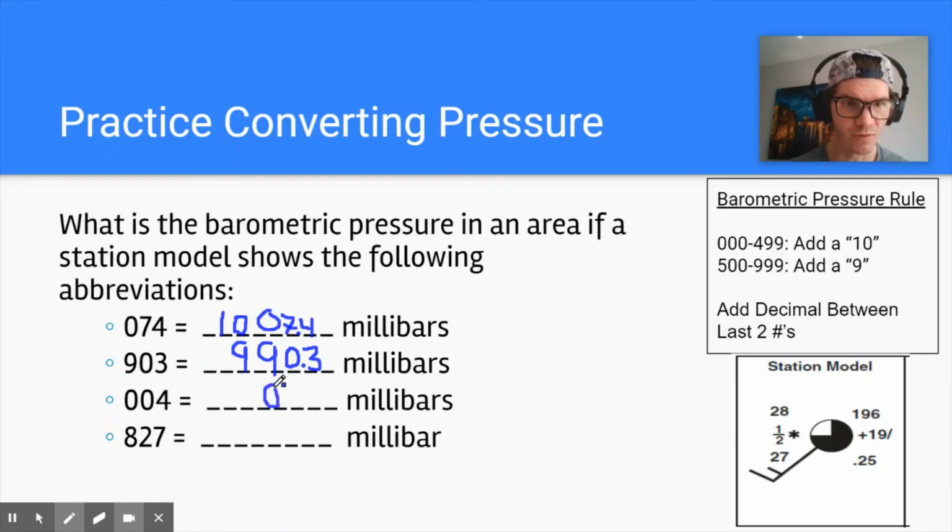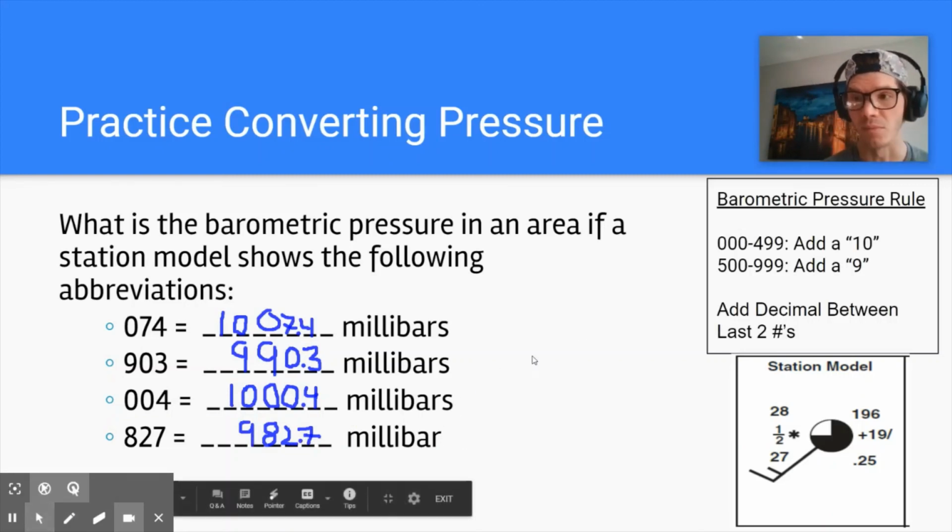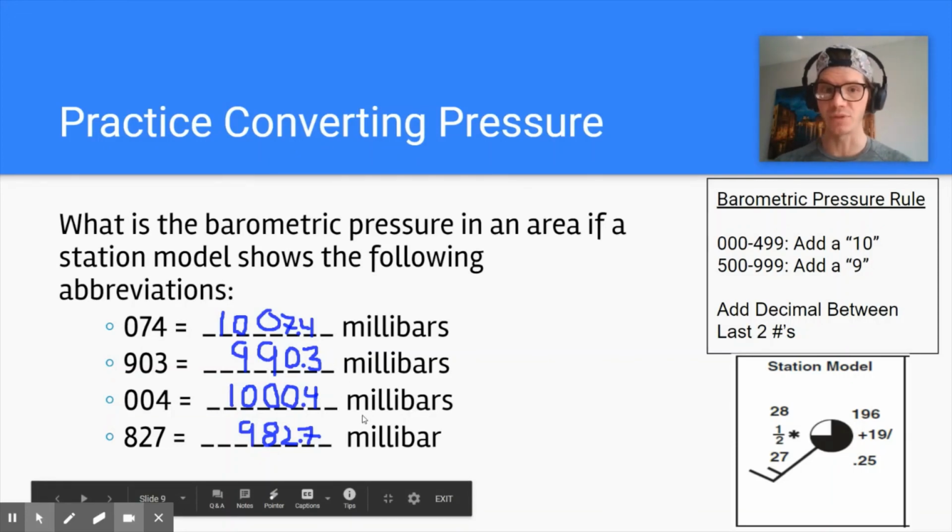I'm going to go 004. First, I'll just write the abbreviation in. In between 0 and 499, I'll add my 10 to the front of it. And then I put a little decimal in there. One more. If I see the number 827 up there, I copy the number down, 827. It's in between 500 and 999, so I'll add a 9, and then I add my decimal point. That is usually the trickier part of working with station models, so just put that on your radar.